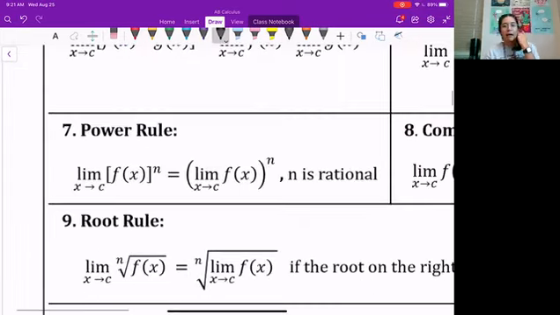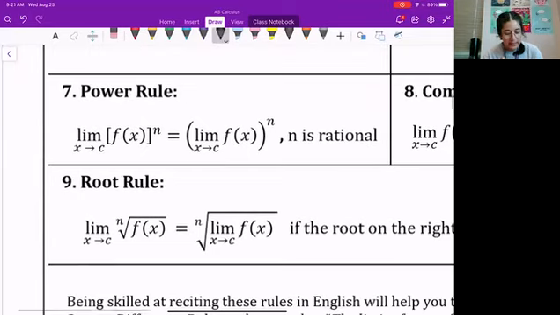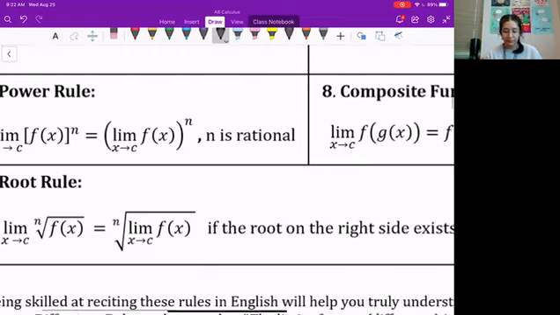All right, this works for powers too and square roots, as we see in rules 7 and 9. If they want you to find the limit as x approaches c for f of x squared, just find the limit as x approaches c for f of x and square that answer, or take the square root, whatever.